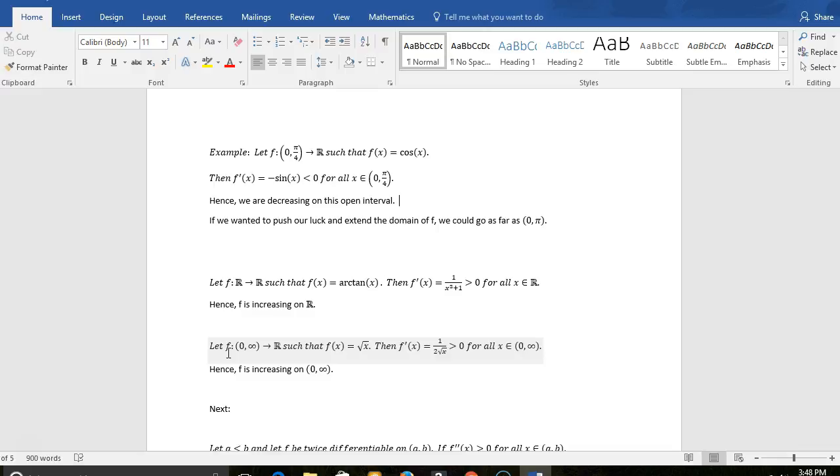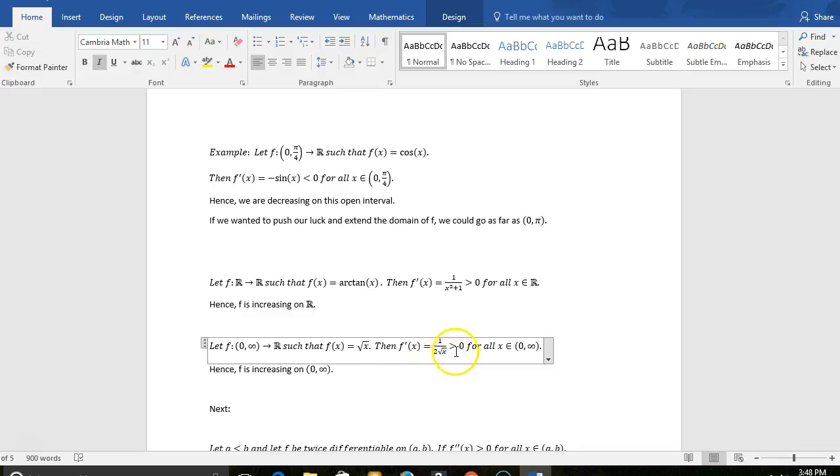Let's see. Let f be a function from the positives into the reals, such that f of x equals the square root of x. Then notice I left 0 out. I did that on purpose. Then f prime of x equals 1 over 2 radical x by previous videos.